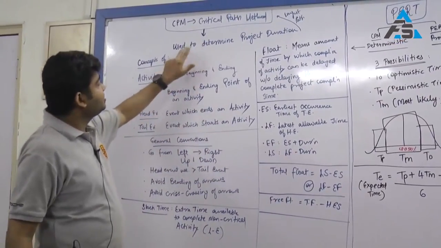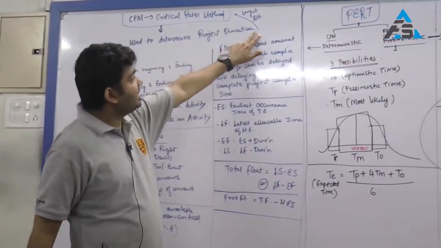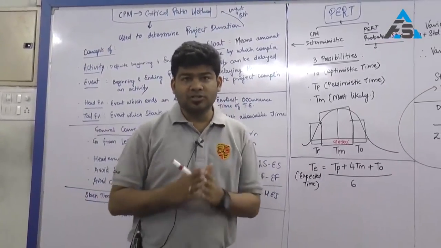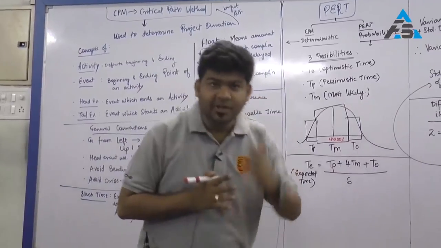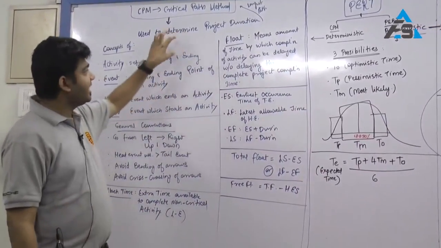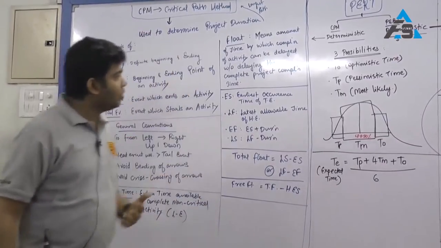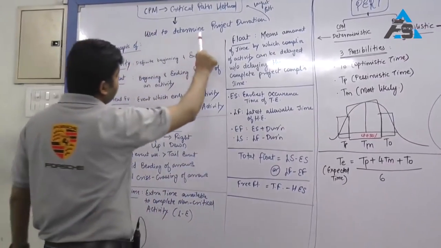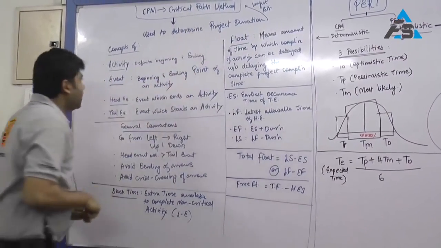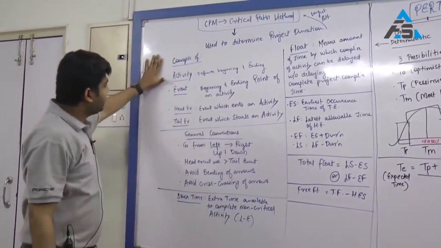What is critical path? It is used to determine the project duration and it is the longest path of the project. As you know, this is a quick revision session, hardly going to take 15 minutes to explain the whole CPM PERT. So in terms of diagram, please practice on your own. So CPM PERT determines project duration, the longest path called the critical path. What are the concepts as far as critical path is concerned?